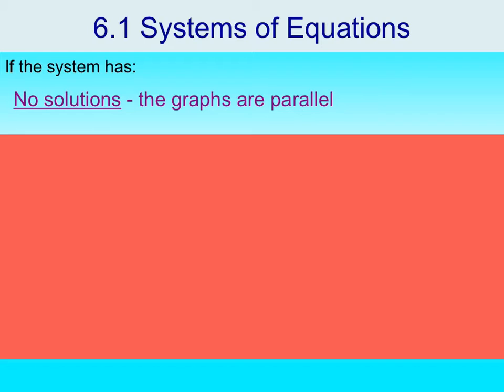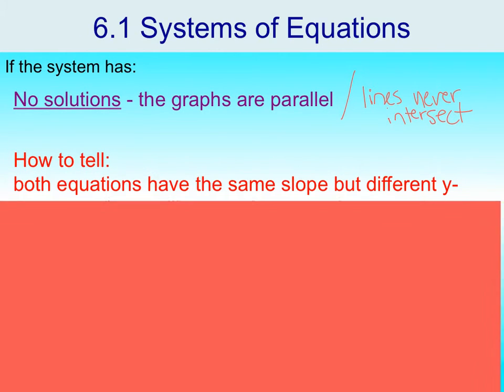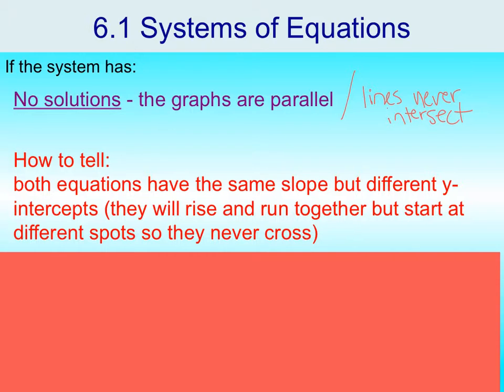Second kind of solution would be no solution, and no solution basically means that the graphs are parallel, and if they're parallel they will never cross, so you might want to actually also add that the lines never intersect. Because if they never intersect each other, then they're never going to share a common point, which would be a solution for us. So parallel lines never cross each other would mean no solutions. How you can tell from an equation is if both equations have the same slope. So if you want to be lazy when you're doing yours, you can just say same m, but different y-intercept, so different b.